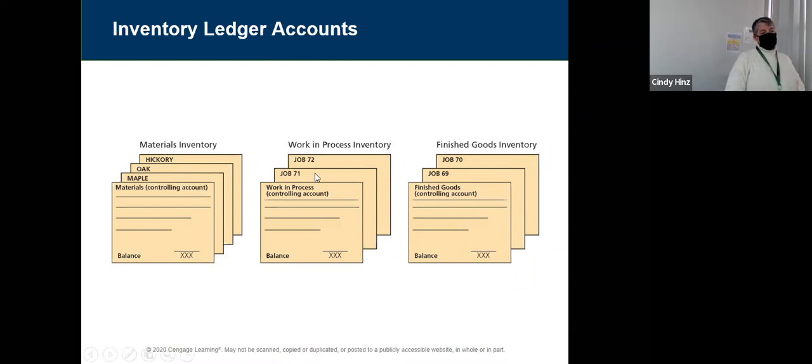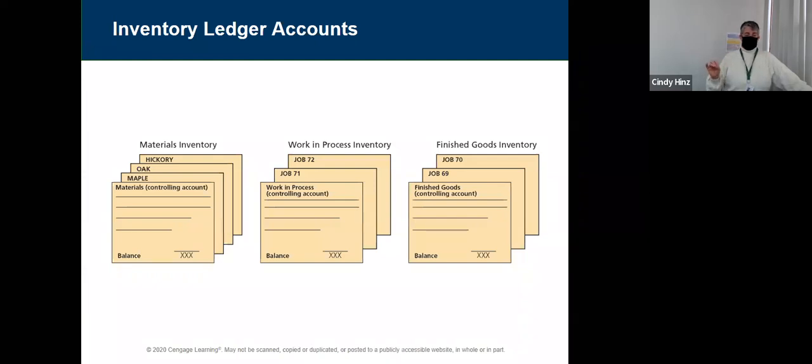And each one of those cards, in the work in process account, would have space for direct materials that had been assigned to the job, direct labor for people who were working and logging their time, assigning it to that job, and then overhead that's being applied or allocated. And again, in this chapter, we're going to see how that works.